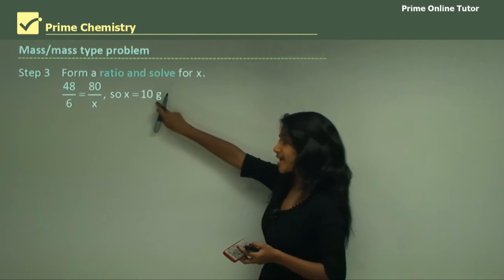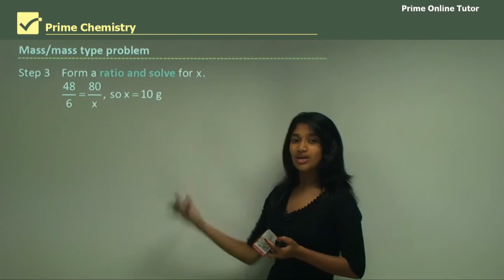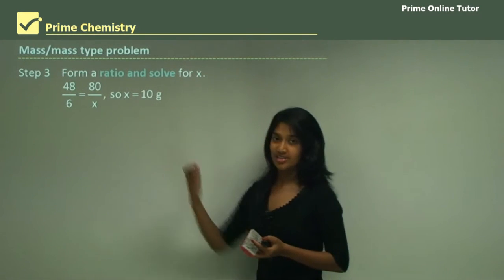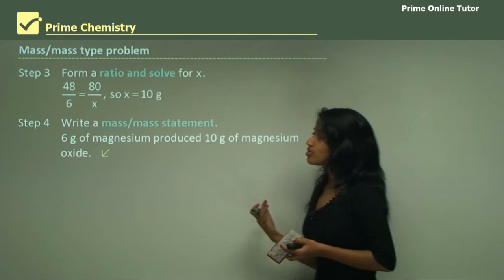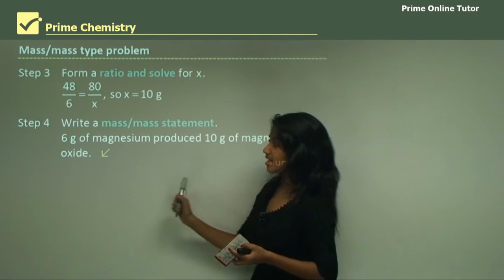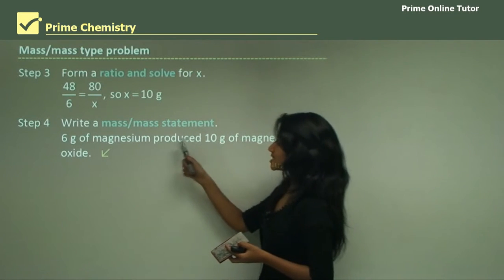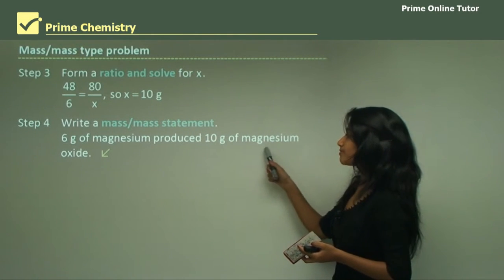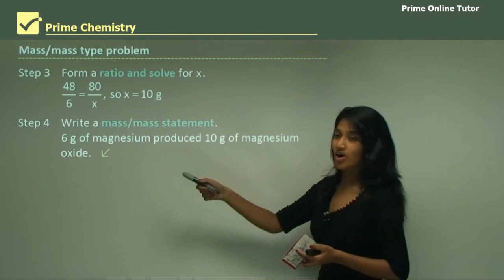It's only saying that X is 10 grams. But what is X? We haven't given a value for X yet, or a name. So for your last step, you would write a statement. And in this statement, you would say 6 grams of magnesium produced 10 grams of magnesium oxide.